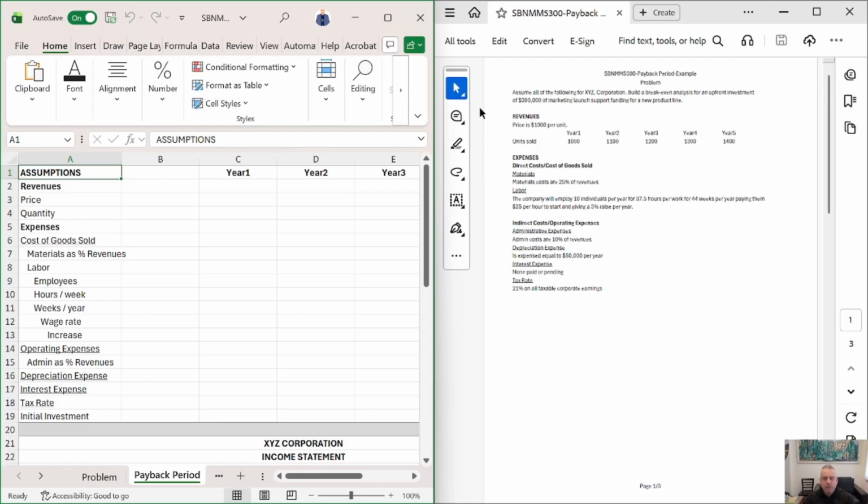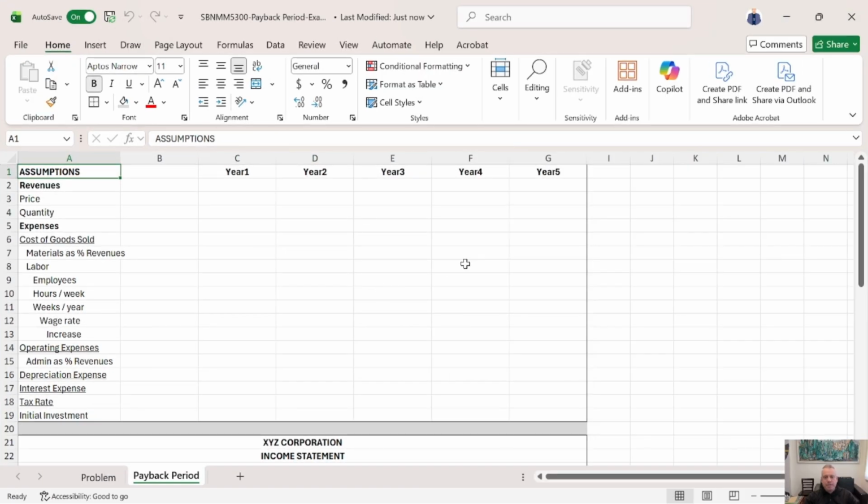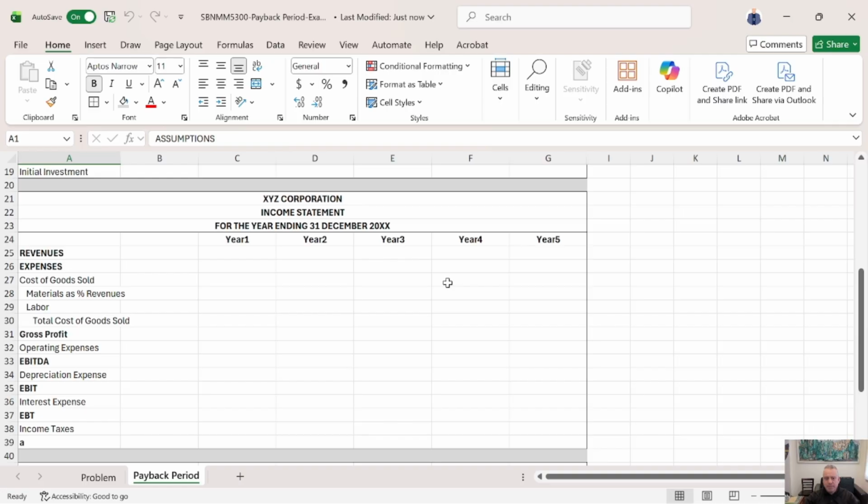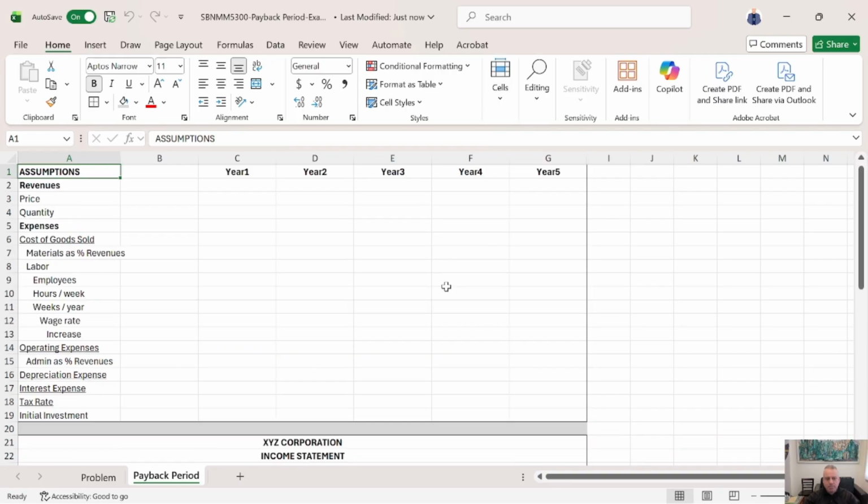What you're going to notice is I took the assumptions and just linearly laid them out. So I have revenues to revenues, expenses to expenses. The expenses go from materials to labor, and then the indirect ones go from admin to depreciation to interest and tax. After I've got those assumptions set up, I'm going to produce an income statement and then a payback period analysis below it.